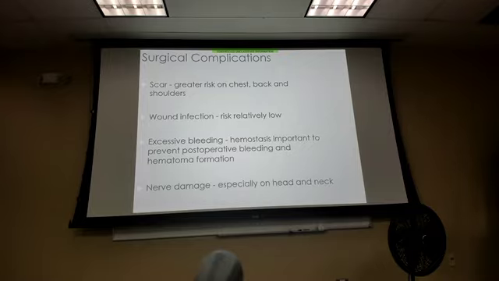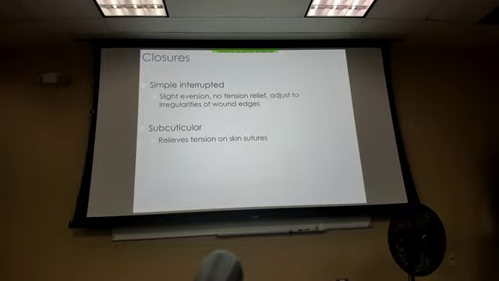Surgical complications. You can have some type of scar, with greater risk on the chest, the back, and the shoulder. We could have infection, usually not, because we're going to also cover them with some topical Bactroban or some other things out there. You can have excessive bleeding, so you would need some hemostasis to prevent post-op bleeding and or hematoma formation. They can also have some nerve damage, especially if we're doing this on the head and the neck.